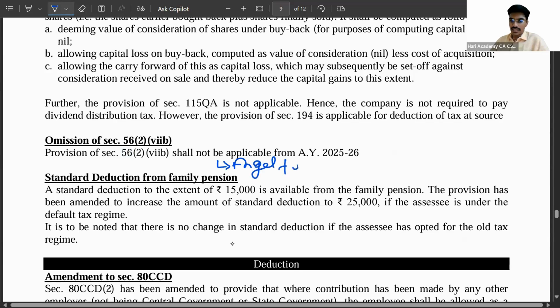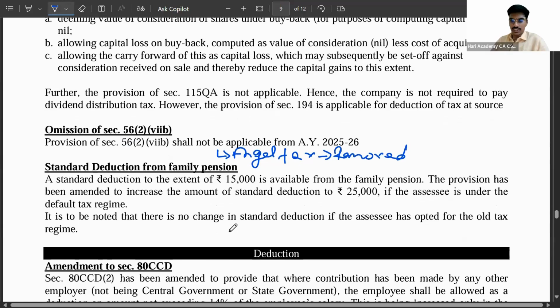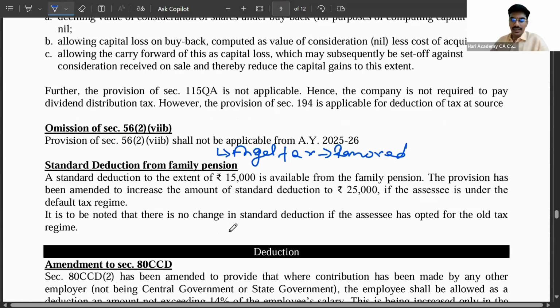Angel tax. No, this has been removed. Okay, now this is removed. So since it is removed, I don't want to get into this discussion at all. This angel tax was applicable only for companies. Okay, it was not for individuals. So it is also not relevant in the intermediate stage.